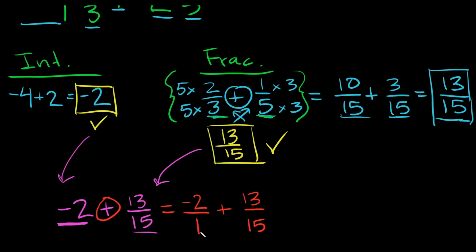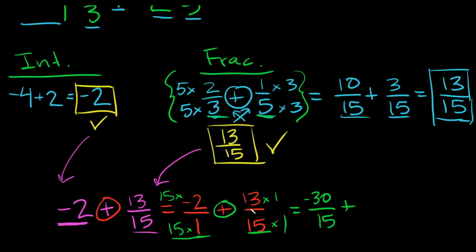Different denominators. So again, we have different denominators. So this 15, I'm going to bring it over here. So I got 15 times negative 2, and then 15 times 1, and then this 1, I'm just going to do times 1 times 1. Okay, so what is 15 times negative 2? That's negative 30. That's going to go over 15 times 1, which is 15. We're adding, so we got a plus. So now we have 13 times 1, which is 13, and 15 times 1, which is 15. Again, same denominators, okay? So we keep it, 15.